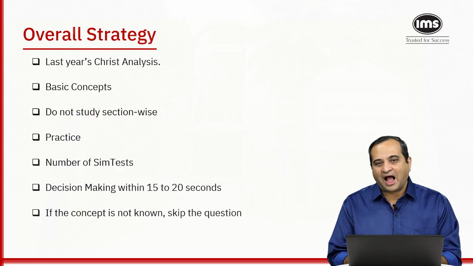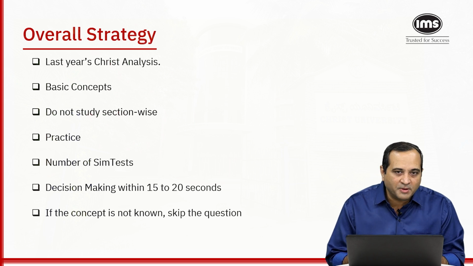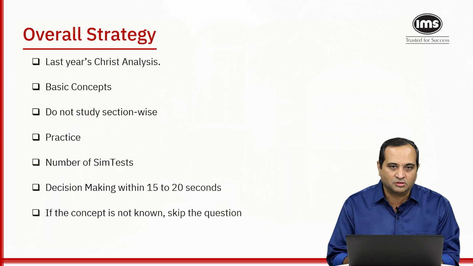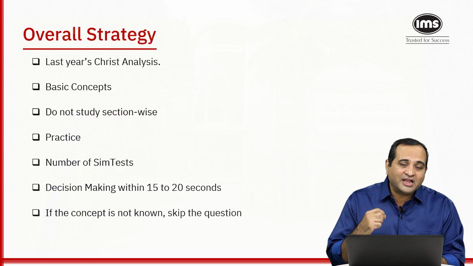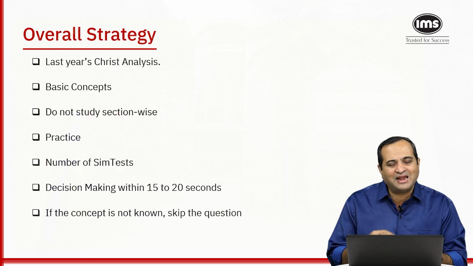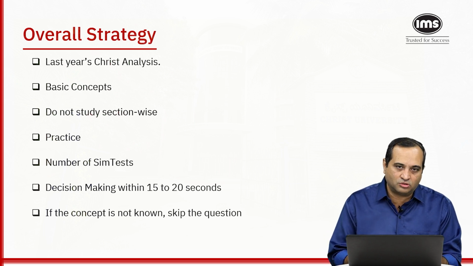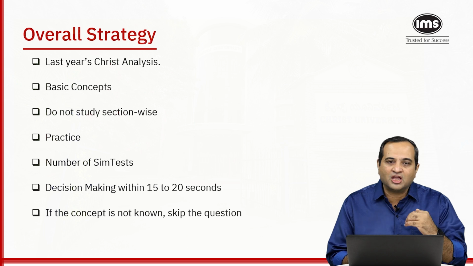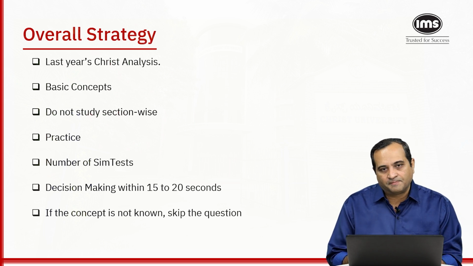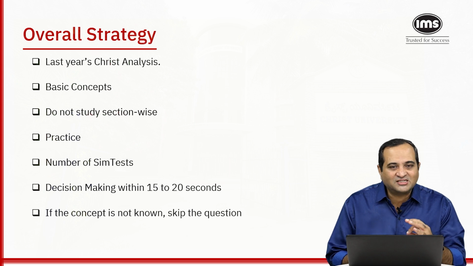Now, ideally, my suggestion would be to take 5 sim tests for the Christ entrance test. That should be sufficient. But if you are taking both the rounds, then my suggestion would be to take 3 tests in the first round and keep the remaining 2 for the second round. If you are sure of taking only 1 attempt, then take all the 5 tests at this stage. Okay, so 5 tests is a bare minimum which I think you should take.